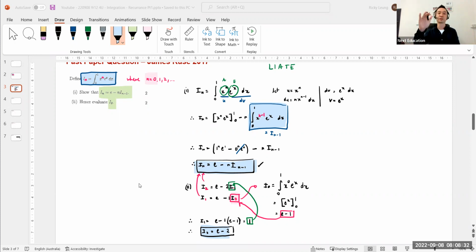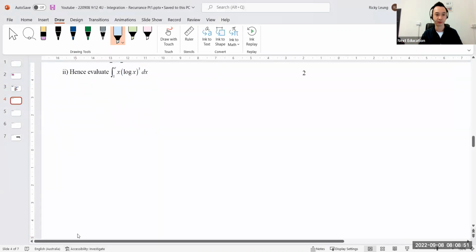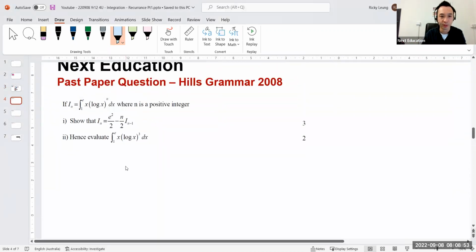The first one's introducing the framework, which is what I always like to do. Second one, I want to do trig, classic trig questions. And then the third one, let's do some hard ones, because there are hard questions with recurrence. So let's aim for that. Three videos in this series. All right. Hills Grammar. Let's do another one.